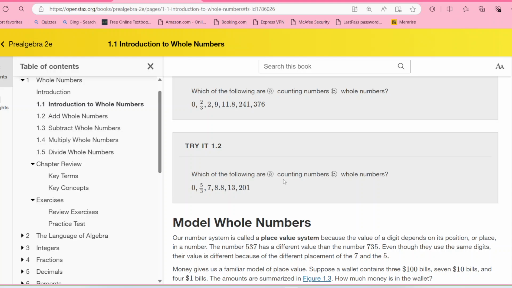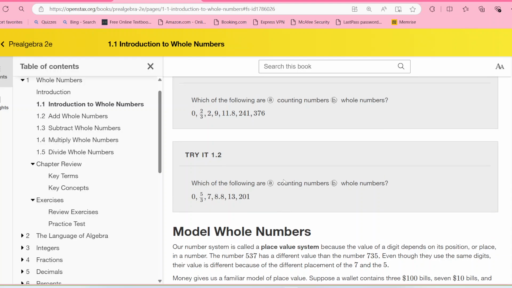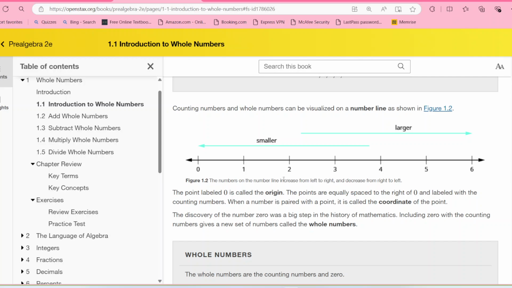Identifying whole numbers and counting numbers and numbers that are neither. Being able to locate coordinates of these numbers on a number line, right? A line with notches representing coordinates of numbers. And understanding that as you go from left to right, numbers increase. As you go from right to left, numbers are considered smaller, numbers decrease.